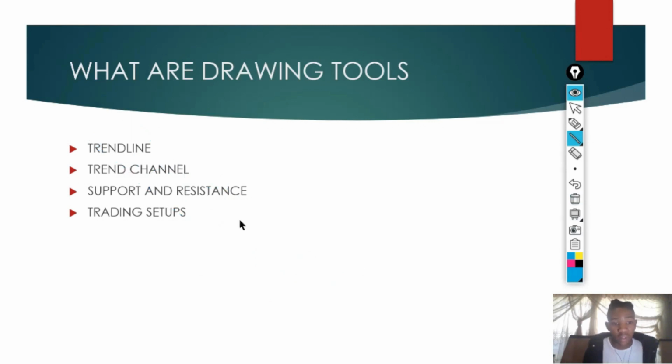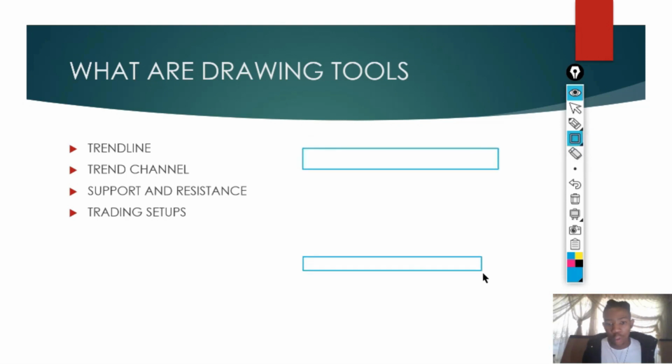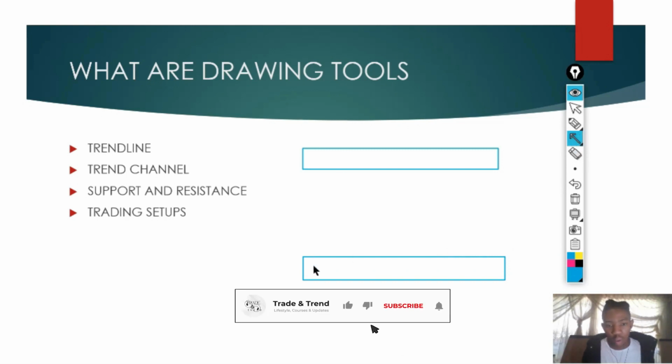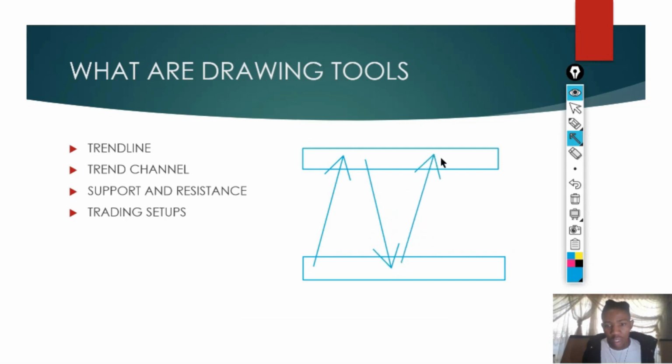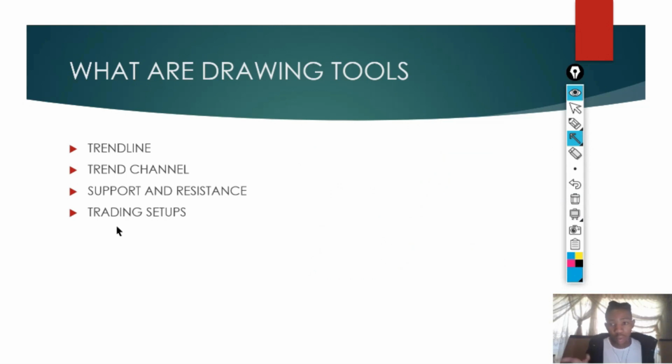Support and resistance was covered, and if you still need a recap, it's as simple as understanding the setup here. At the bottom we have our support and resistance at the top. So it will be supporting our trade and resisting. That's what that is used for. And trading setups you're going to see as we continue with our lesson.